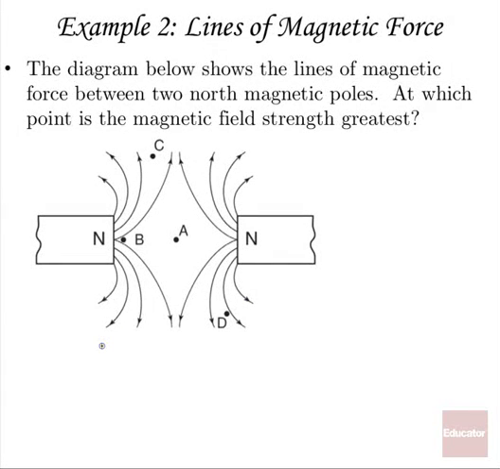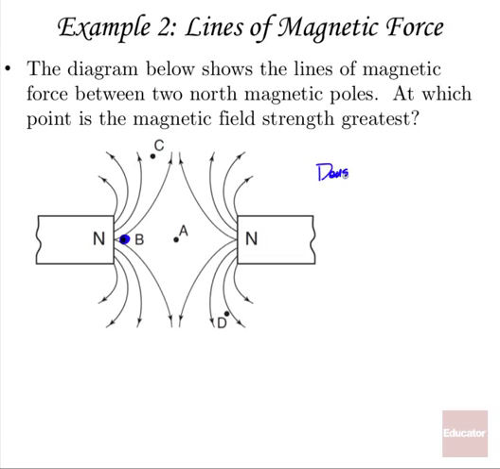So let's take a look at another example where we have lines of magnetic force. The diagram below shows the lines of magnetic force between 2 north magnetic poles. At which point is the magnetic field strength greatest? Well, that's going to be where we have the densest lines, or over here at B. Densest lines, therefore you have the greatest magnetic flux.